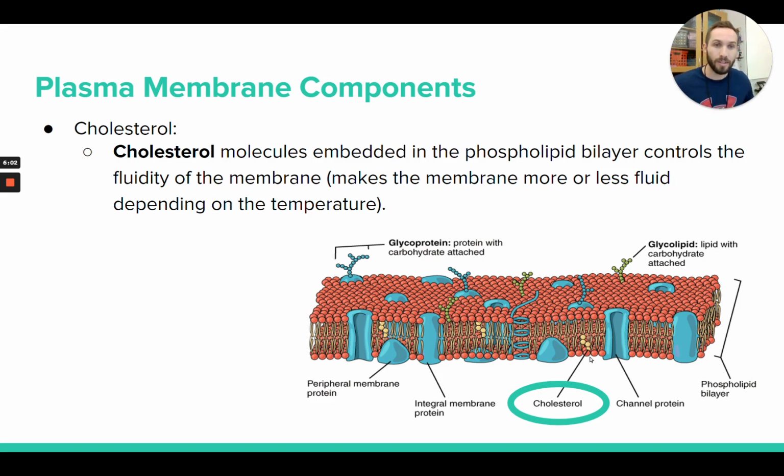Cholesterol, by the way, is usually found exclusively in animal cells. We don't really find these molecules in plant cells. Just a point worth noting.